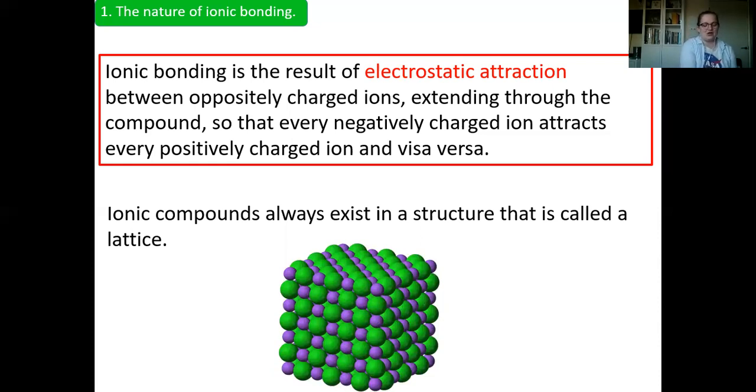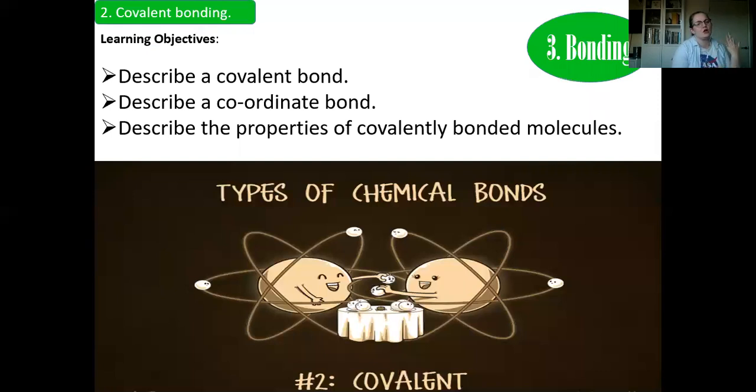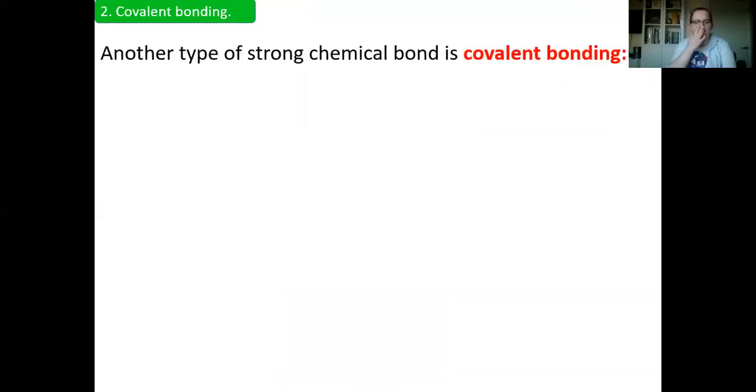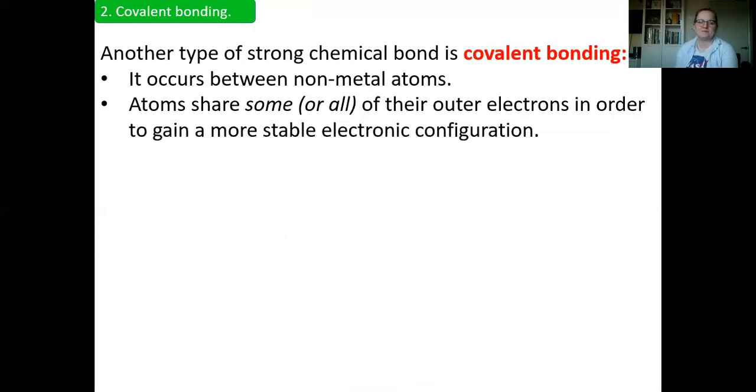We're now going to have a look at covalent and dative bonding. They're sort of one and the same as each other, but we will have a look at them. So we're going to look at a covalent bond, a coordinate bond, which is also a dative bond, and describe the properties of covalently bonded molecules. So another type of strong chemical bond is covalent bonding. Covalent bonding only occurs between non-metals. Ionic is between a metal and a non-metal.